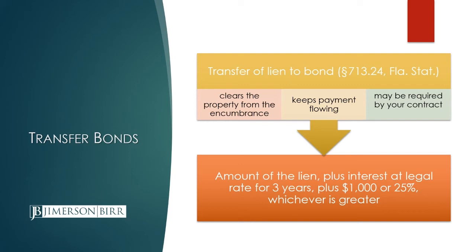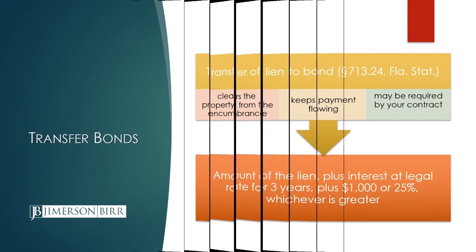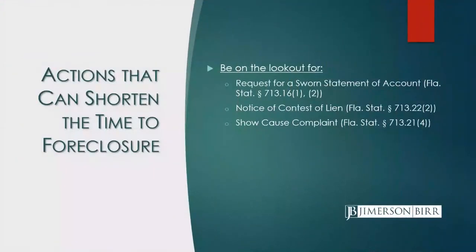And sometimes that happens in the context of a lawsuit. There's a lien foreclosure action filed. The lien gets transferred to a bond. And then there are some amendments that need to be made to the filings. It's no longer a lien foreclosure action. It's an action on a transfer bond. Some really important things to be aware of that can create real problems for you if you're not paying attention.